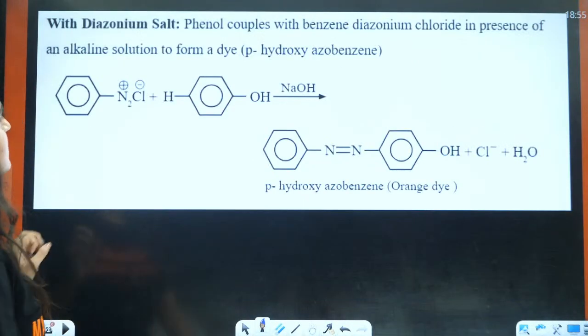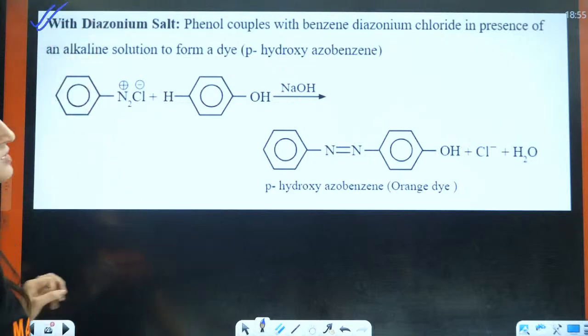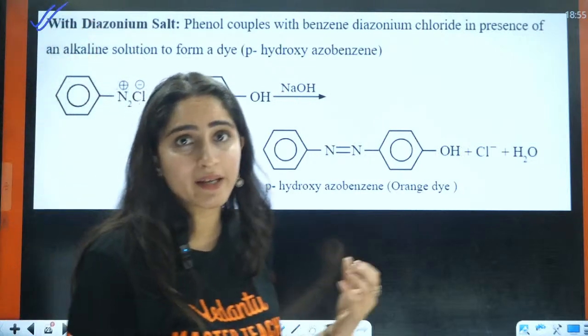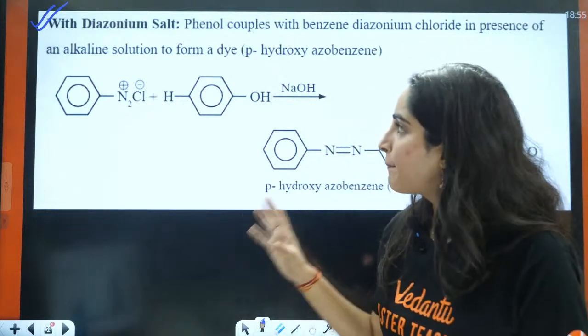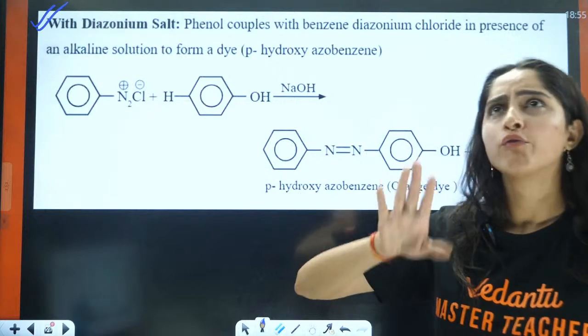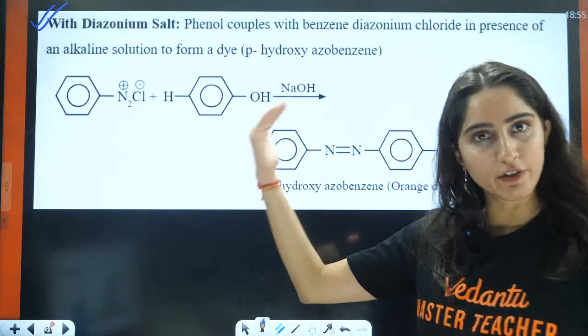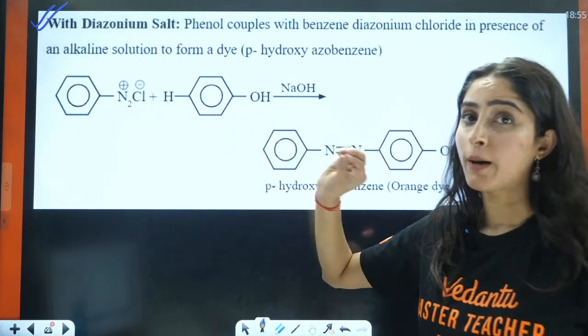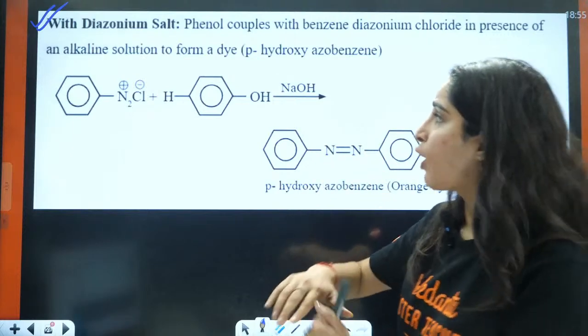Now, next is with diazonium salt. So basically here we are talking about coupling reactions, right? In a coupling reaction with diazonium salt, if you have phenol, we will talk about aniline also, what it will give. Right now we are talking about the coupling reaction with phenol. With phenol here, what will happen?